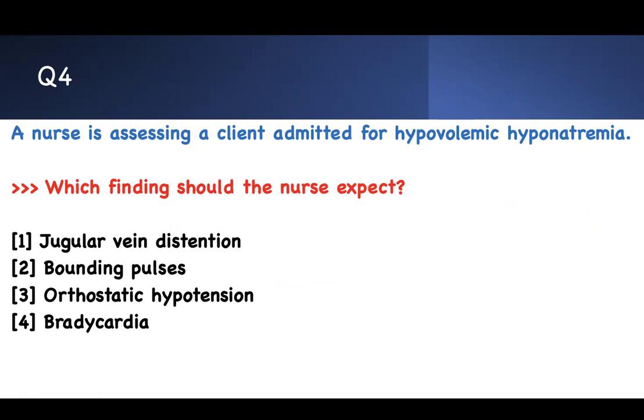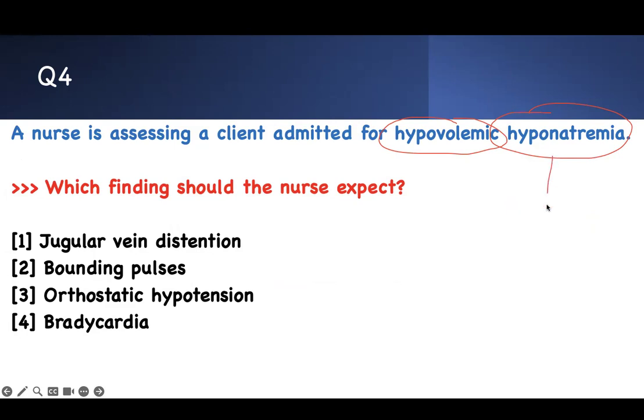And then she's assessing the client admitted for what? Buzzword: hypovolemic, hyponatremia. If you don't understand those words, circle them and say, the examiner is telling me something. Hypovolemic, hyponatremic. Why do you put these words there? Which finding should the nurse expect? Then I tell myself, I'm going to figure out what hyponatremia and hypovolemic are.